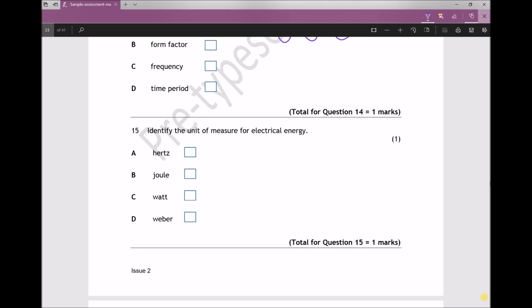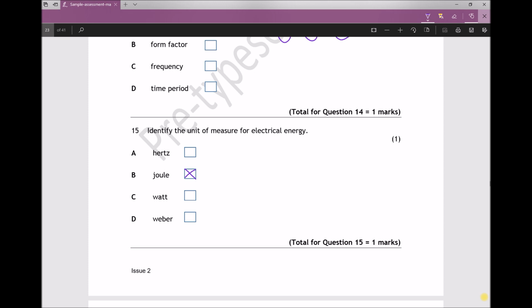Now, question 15 is also a multiple choice question. We're asked to identify the units of measure for electrical energy. Now, all energy, whether it's electrical energy, mechanical energy, potential energy, kinetic energy, all energy is measured in joules.